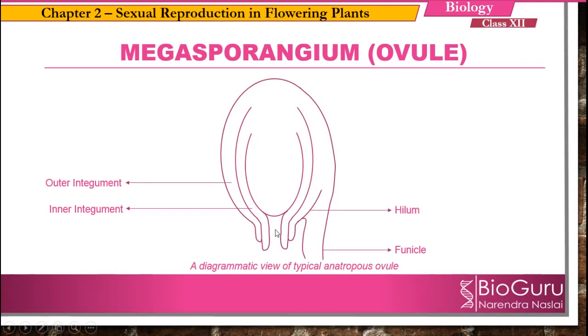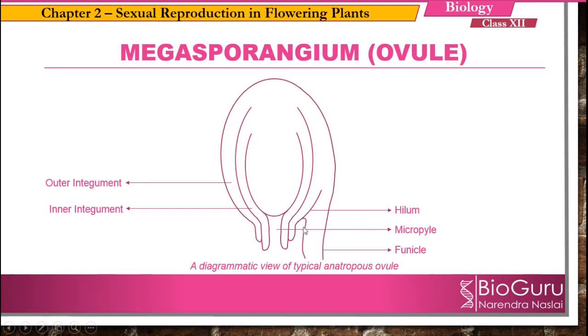Now, if you look at this portion, this region is not actually covered by the integument, right? The region of the ovule where it is not covered by the integument is called the micropyle. What is it called? It is called the micropyle. What is the micropyle? The region of the ovule not covered by integuments, a small opening. That is called the micropyle.